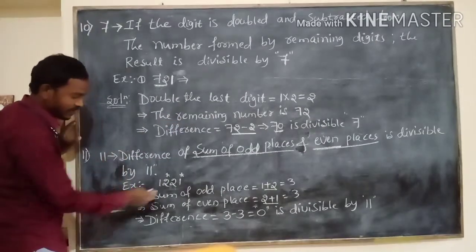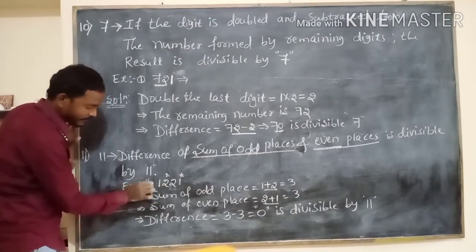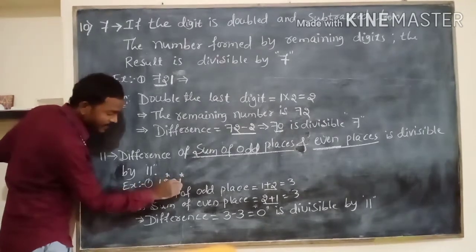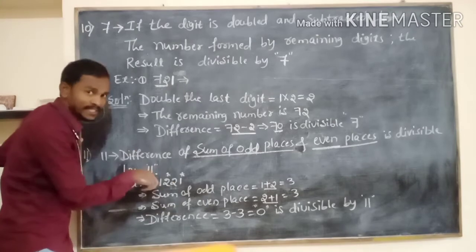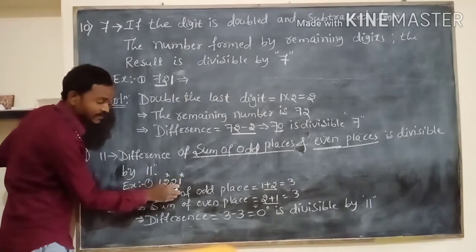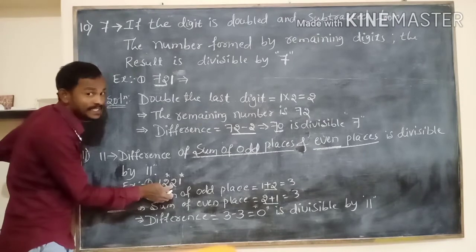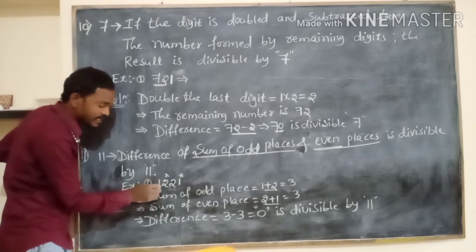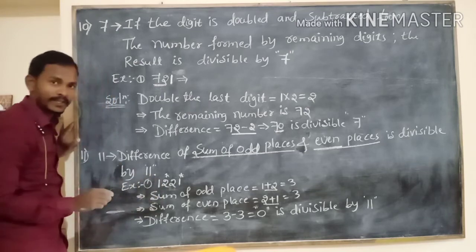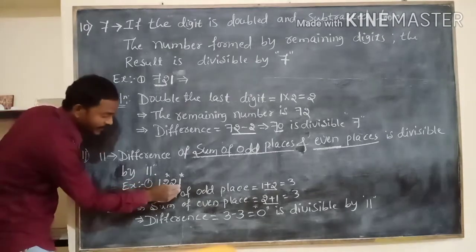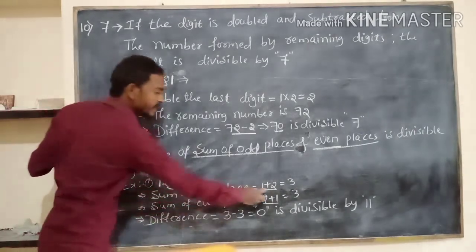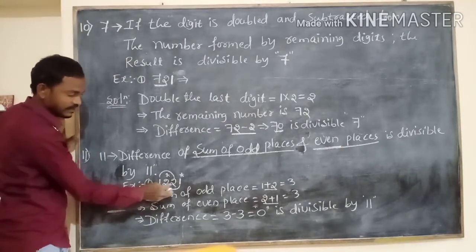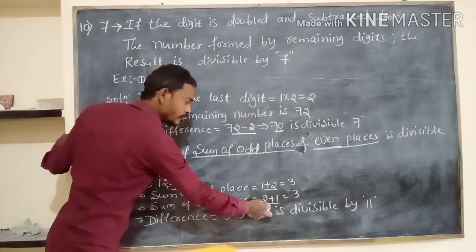Okay, for example, example 1 is 1221. Here 1 is in an odd place, the first place. Then 2 is in the second place, an even place. 2 is in the third place, odd. Then 1 is in place 4, which is even. The sum of the odd places, 1 plus 2, is equal to 3. Then the sum of the even places, 2 plus 1, is equal to 3.